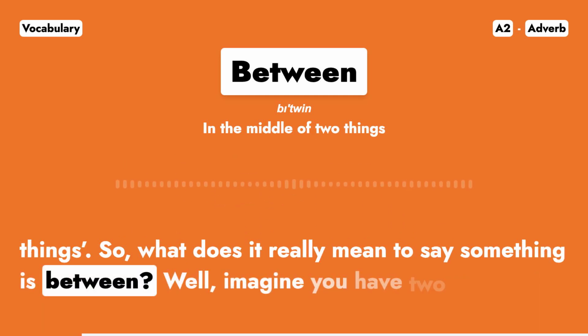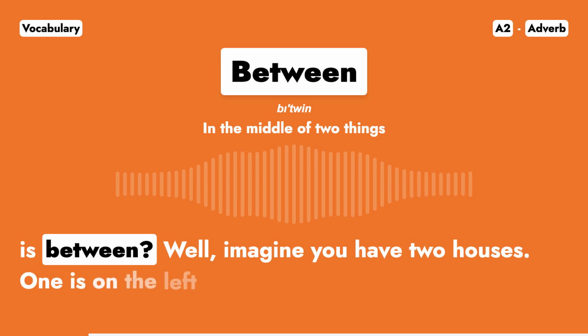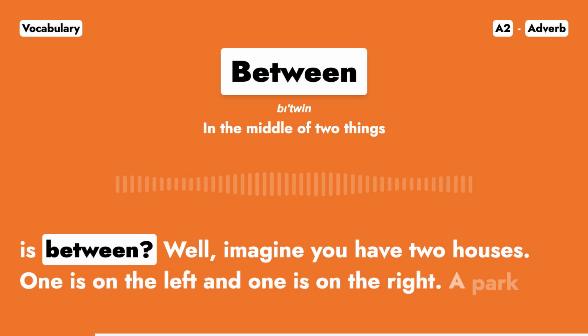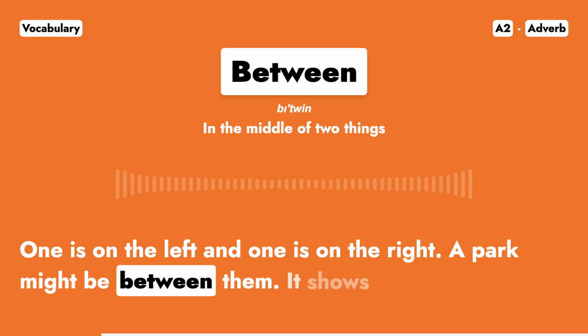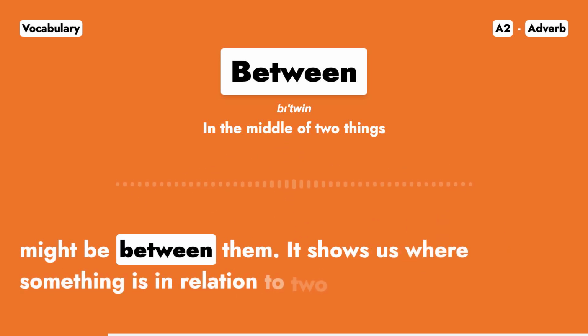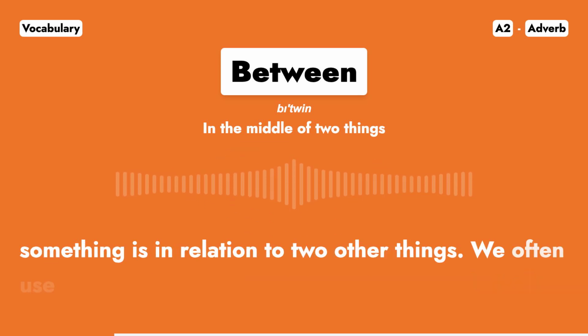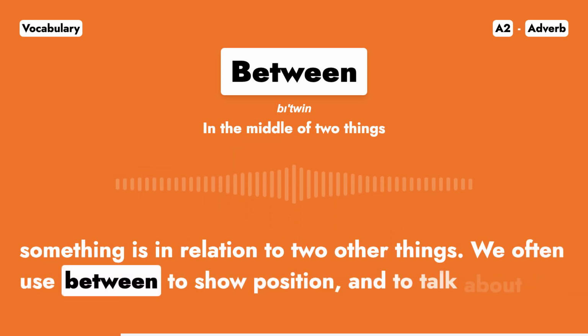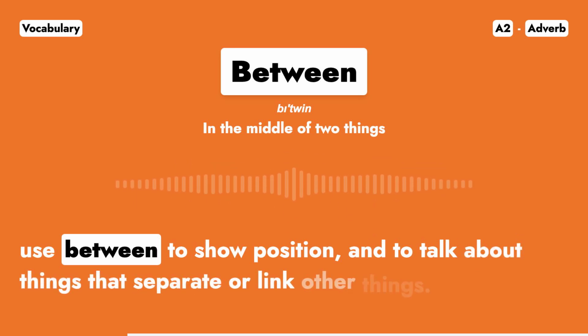Well, imagine you have two houses. One is on the left and one is on the right. A park might be between them. It shows us where something is in relation to two other things. We often use between to show position and to talk about things that separate or link other things.